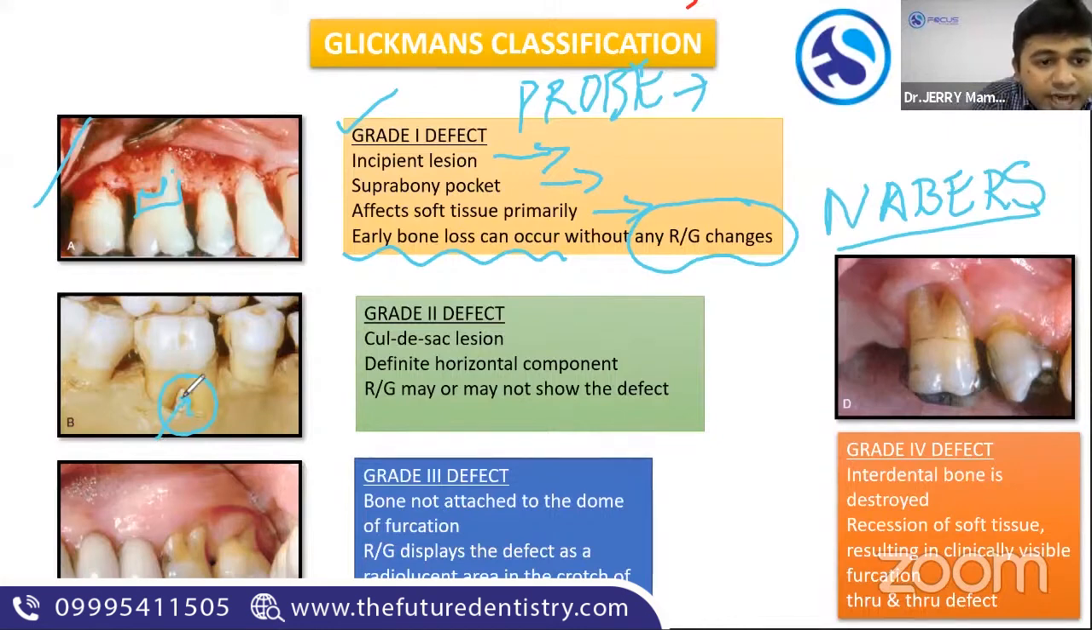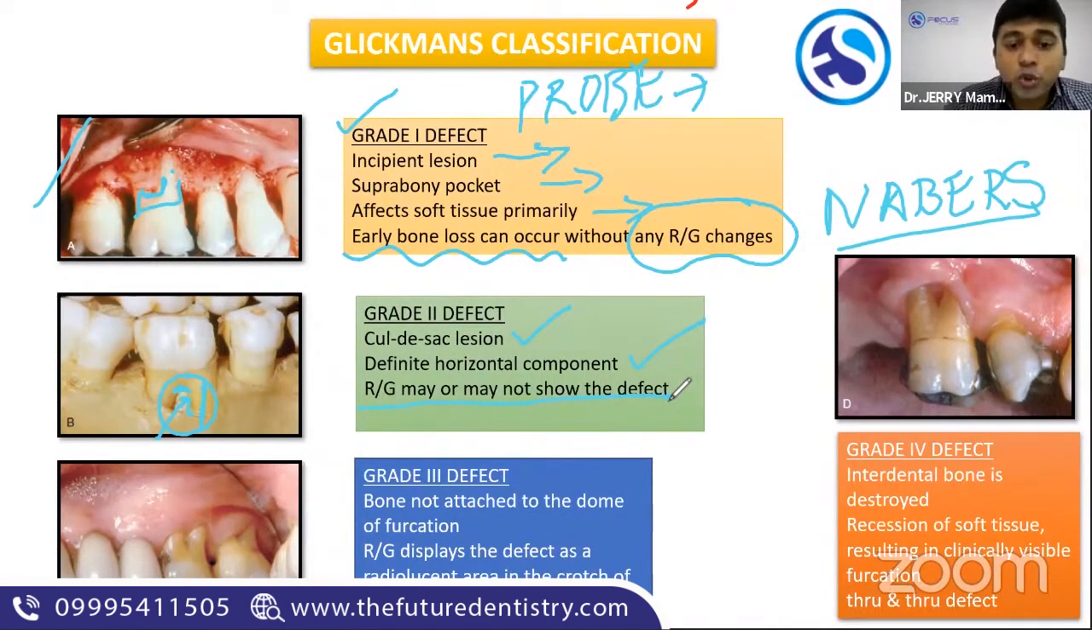But is the bone detached from the dome? No, it is still attached. So from the top to the bottom, there is bone. But in a horizontal way, it is getting eaten up. Okay, that is your grade two defect. So what are the words that you look for? Cul-de-sac lesion. Definite horizontal component. Radiograph may or may not show the defect.